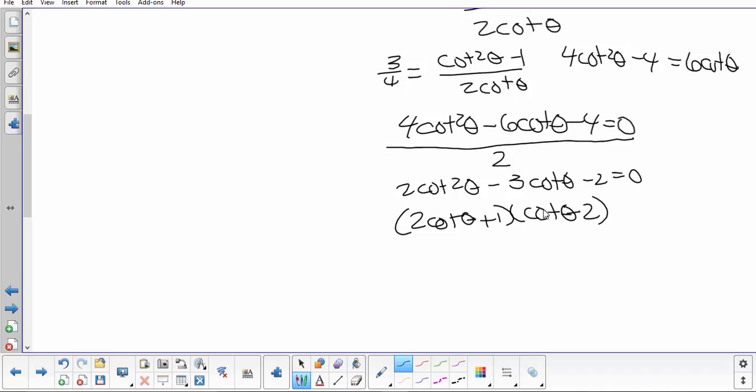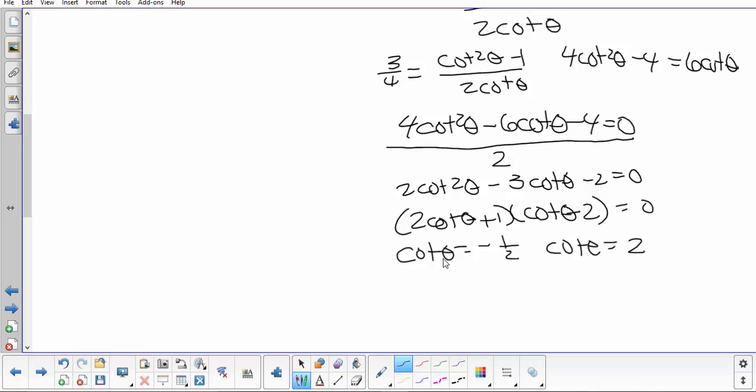So if we were to multiply this together, the 2 cotangent times cotangent gives us the 2 cotangent squared. 2 times 2 would be negative 4 plus 1 gives us the negative 3 in the middle, and then 2 times positive 1 times negative 2 is negative 2. So this is our factoring, equals 0. So when we solve, we get cotangent of theta is equal to negative 1/2, and cotangent of theta is equal to 2.